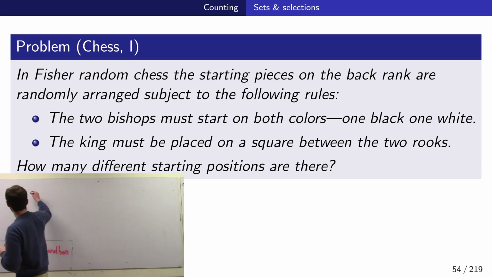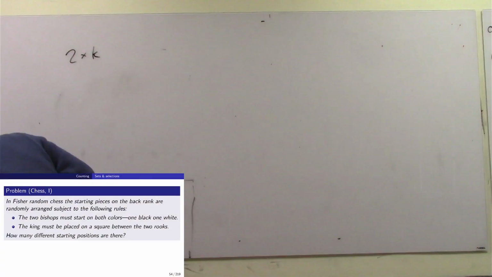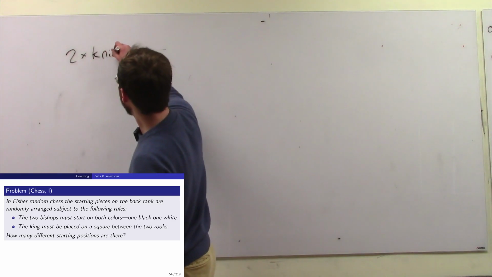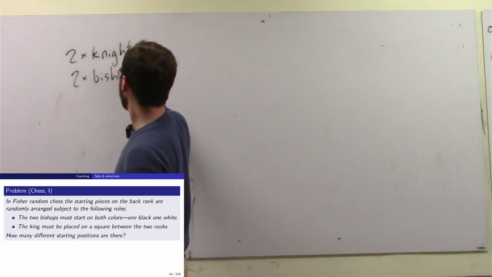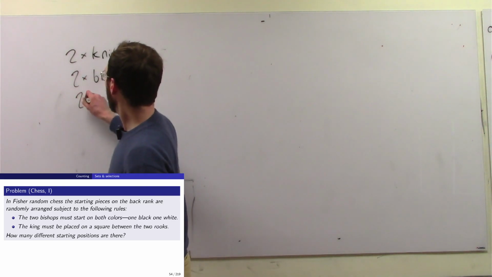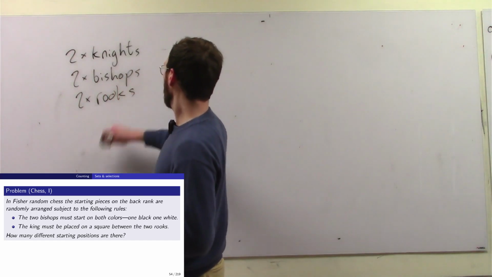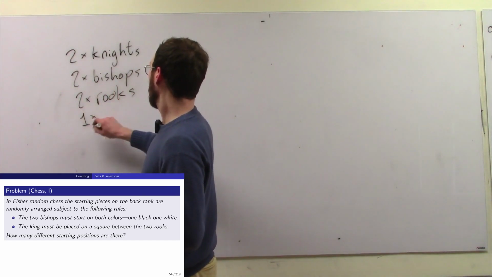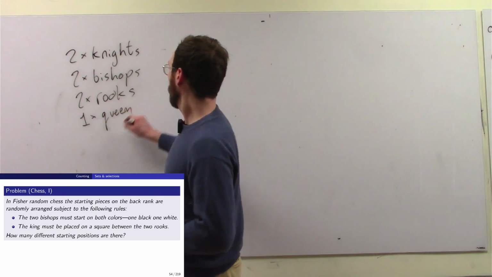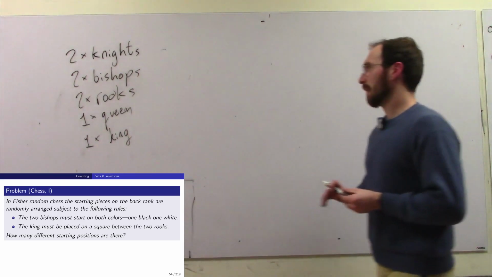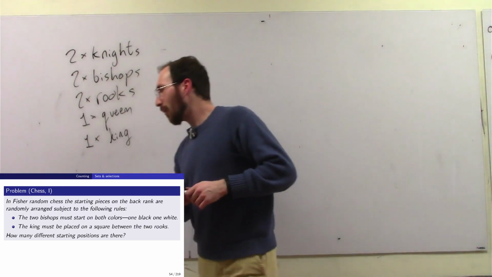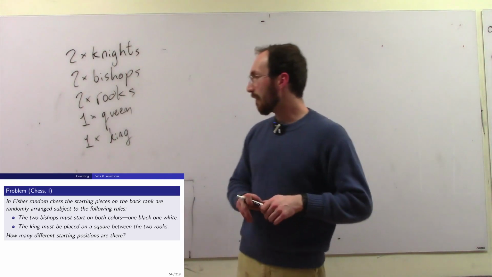Just to remind ourselves, we have 2 knights, 2 bishops, 2 rooks, you got your queen, and you have your king. Cool, perfect. And now with Fisher random chess, we have 2 stipulations.